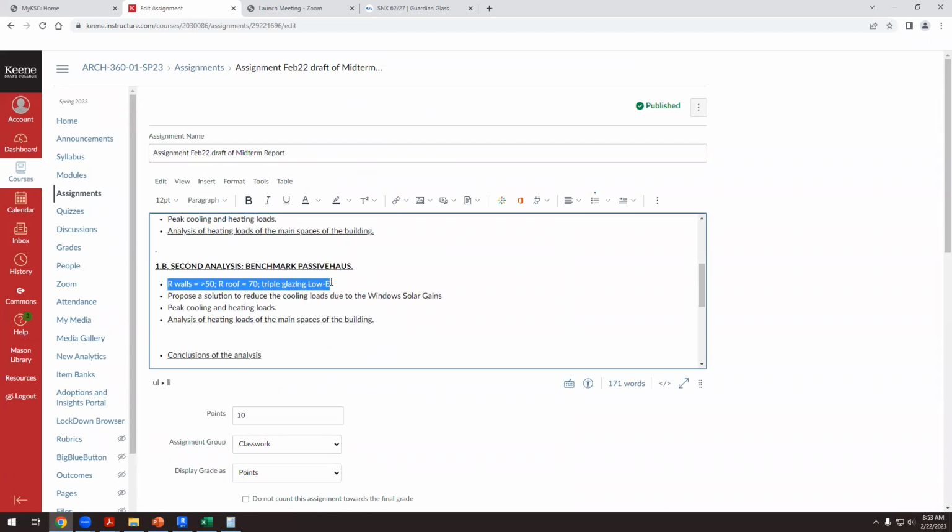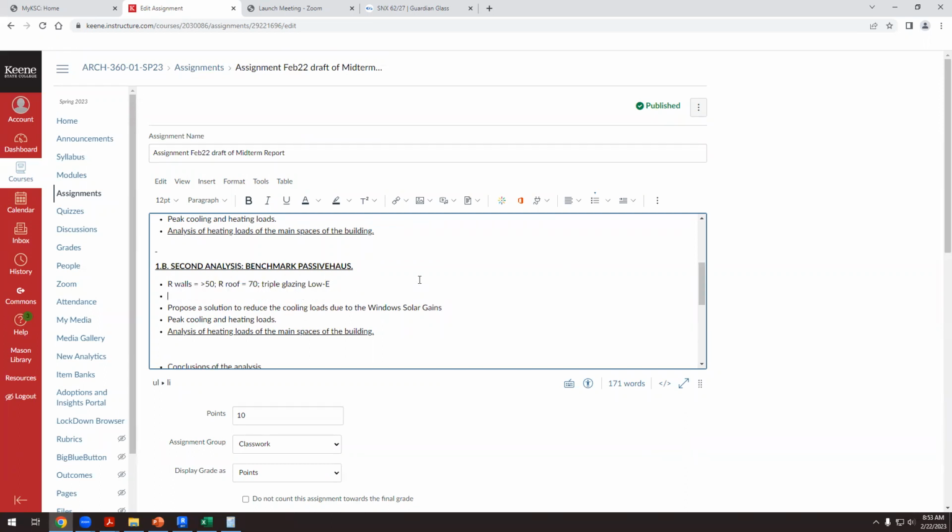the R value should be like this. We have triple glazing with low emissivity. So we can type that the air changes per hour at 50 pascals is 0.6. Okay. So we have to propose a solution to reduce the cooling loads due to the window solar gains, and to reduce the peak cooling and heating loads. Okay, so you have to try to do that.